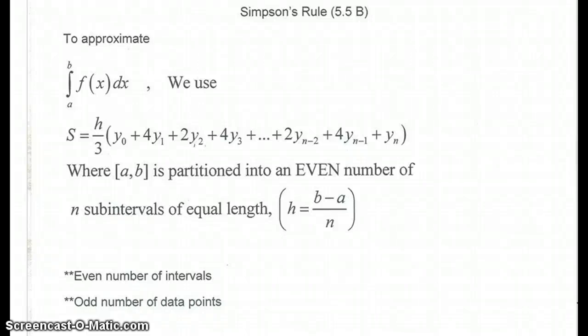Here we are with Simpson's rule. This is section 5.5, part 2, or B. Again, we're talking about another approximation method.